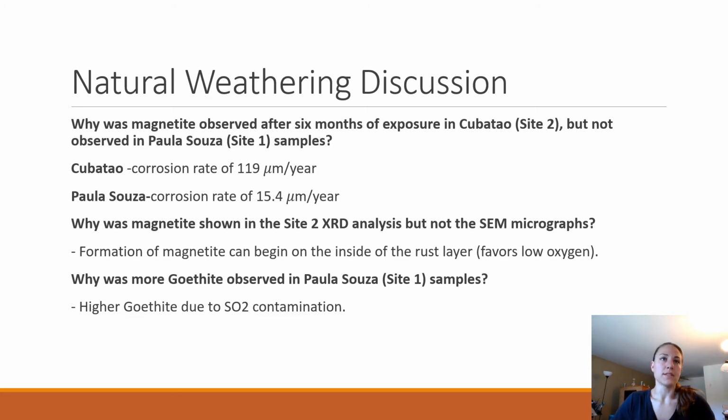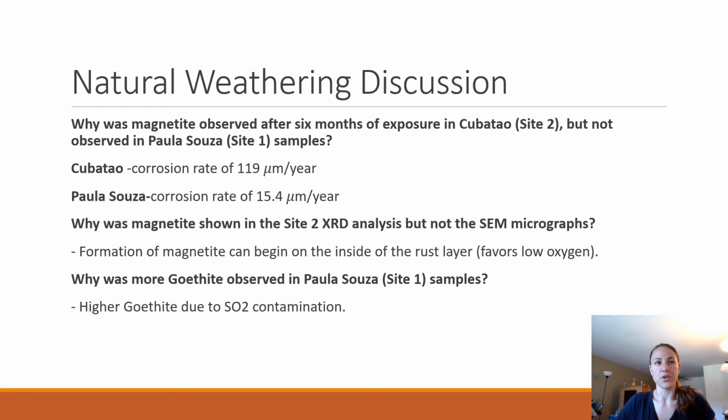So why was magnetite observed after 6 months of exposure in test site 2, but not observed in test site 1? Well, magnetite is the final form of iron oxide during atmospheric exposure of carbon steel, so it would be favored in a more aggressive environment. If we look at the corrosion rates of these two locations, we can see that test site 2 has a much higher corrosion rate when compared to test site 1.